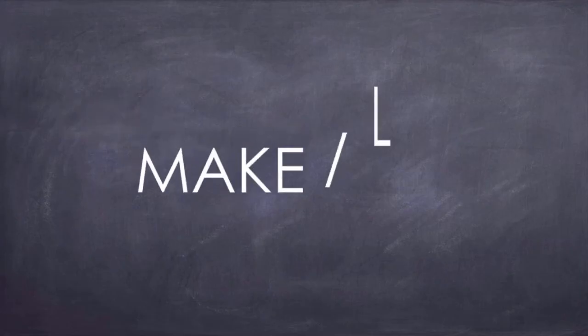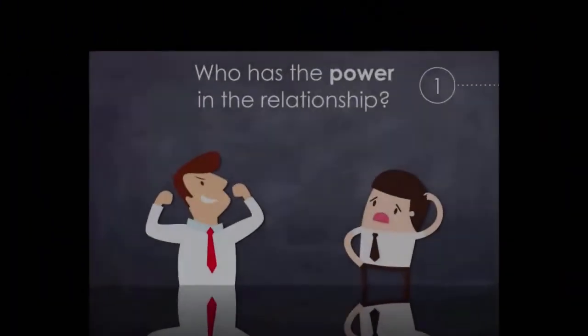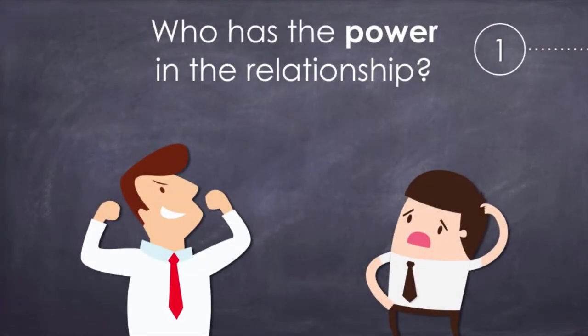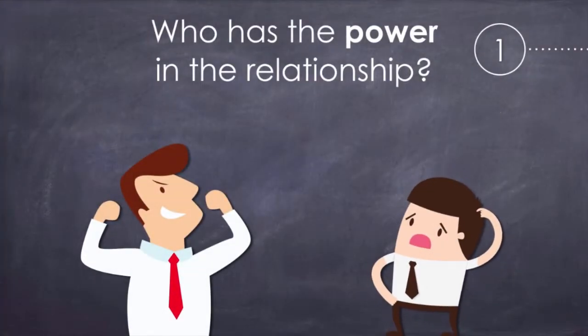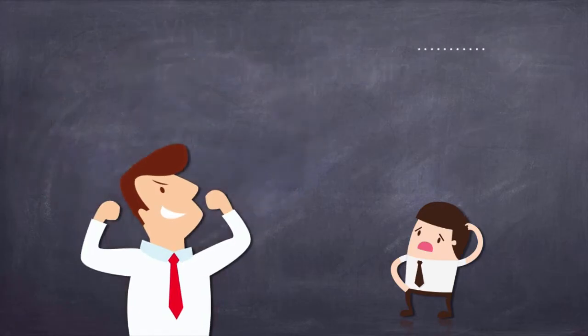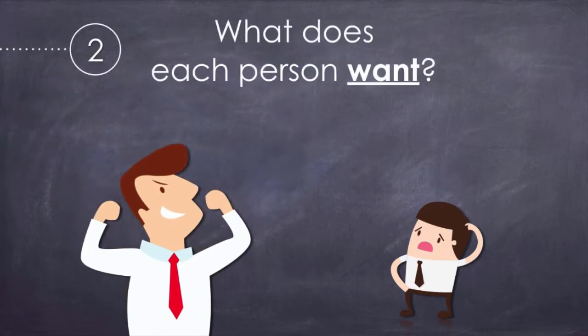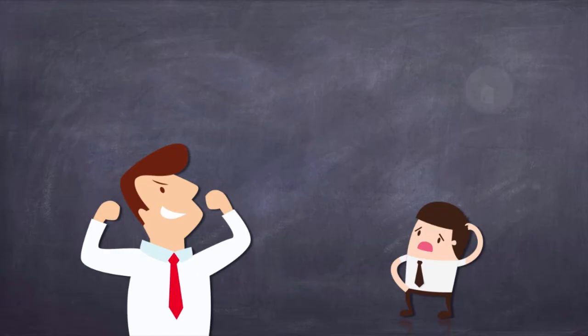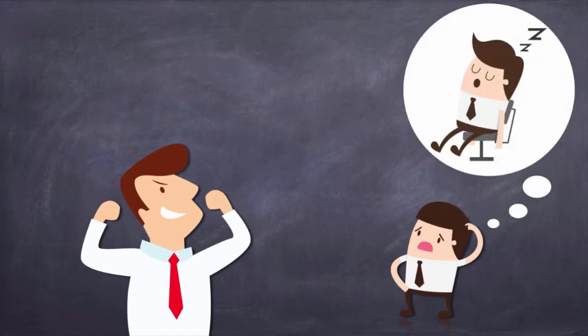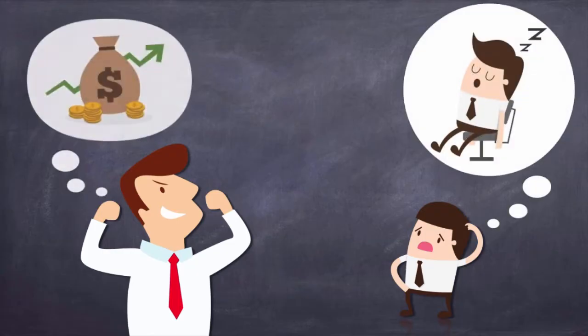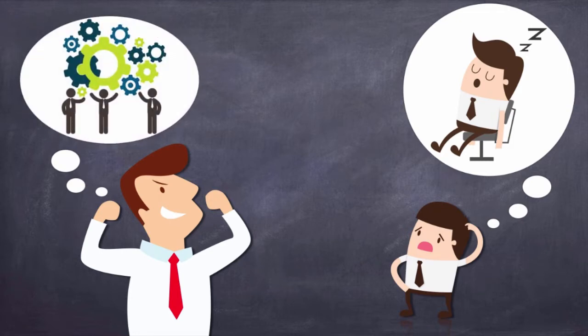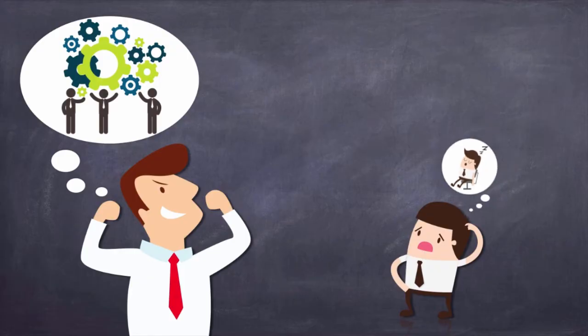To understand make and let, we need to look at two factors. First, who has the power in the relationship? Second, what does each person want? The worker wants to sleep, but the boss wants to make money, and the boss wants the worker to work harder. Because the boss is more powerful, he gets what he wants.